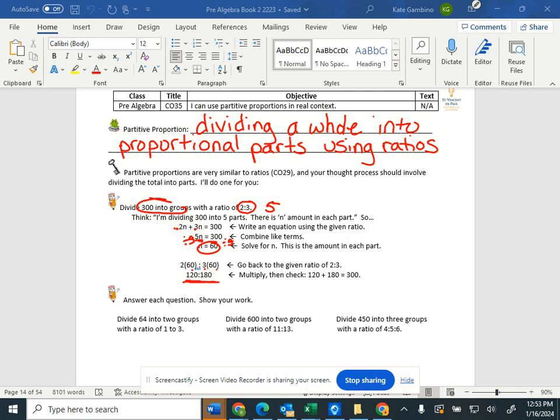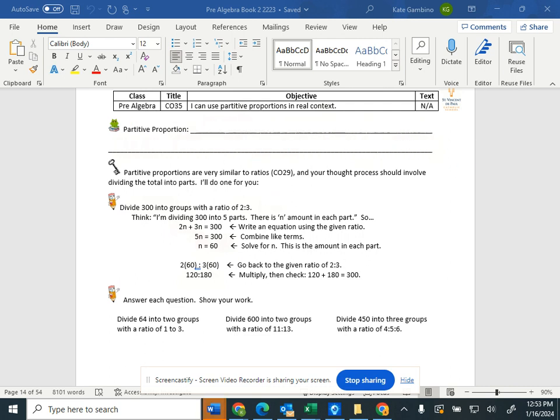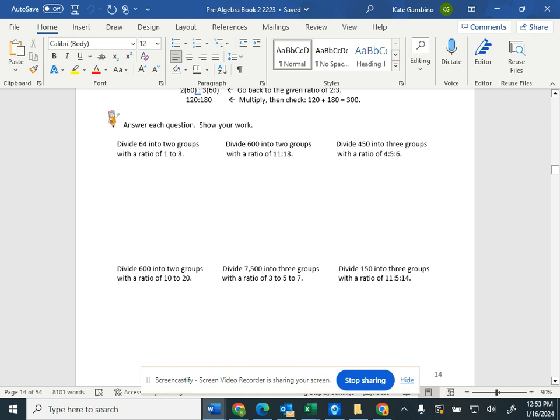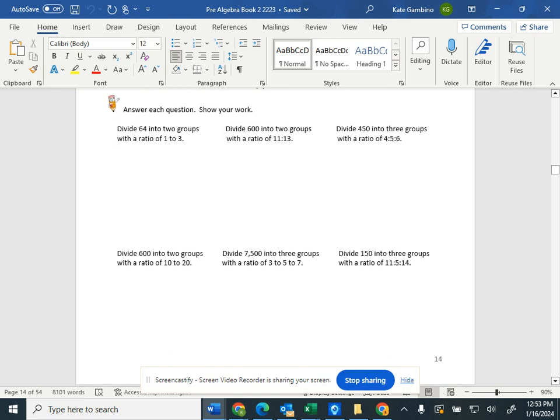So let's look a little more. I'm going to scroll up. It says answer each question and, surprise, surprise, show your work. So let's do this one together. You're going to help me walk through this. Divide 64 into two groups with a ratio of 1 to 3.